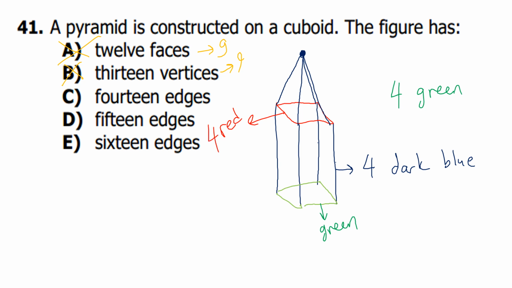And we have black edges on the top. Here, 1, 2, 3, 4. 4 black edges. How many edges do we have? 16. Not 14, not 15, but 16. The answer is E.